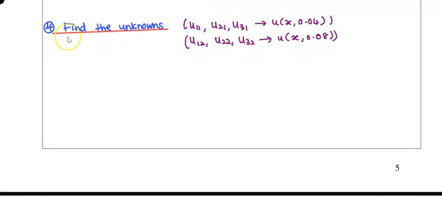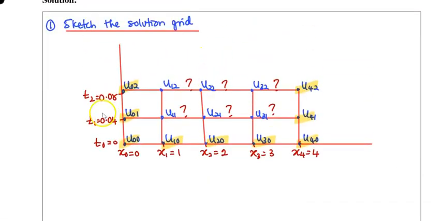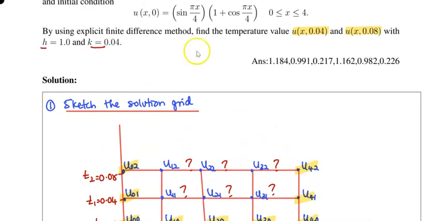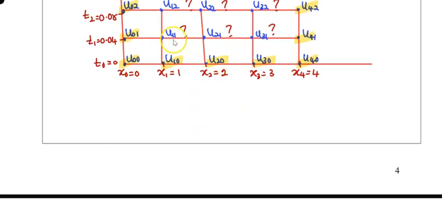Alright, the last step is basically to straight away find our unknowns. Based on the grid that you have sketched in step number 1, you can see all the unknowns are at the level t equals 0.04, which are u11, u21, u31, and another 3 at the level t2, 0.08. This corresponds to the question given to you: find all the temperature values at t equals 0.04 and also t equals 0.08. So you have 3 here and another 3 at the top. We'll start with u11 first.